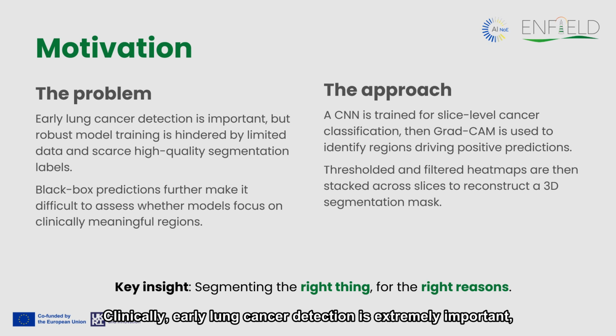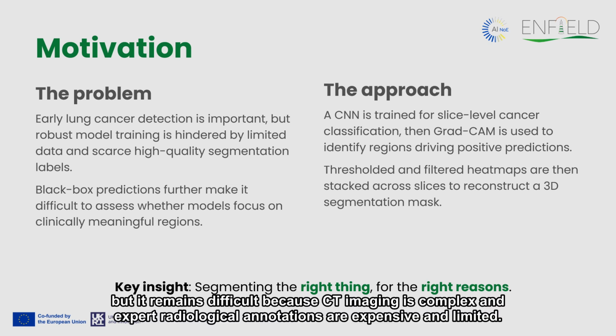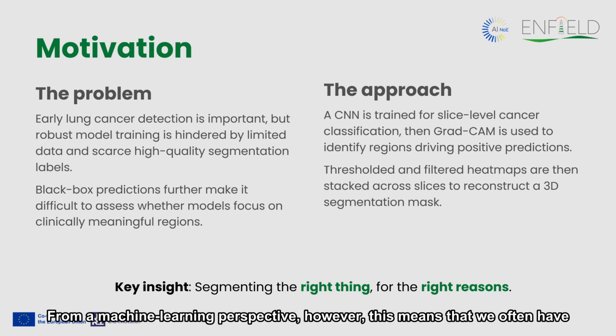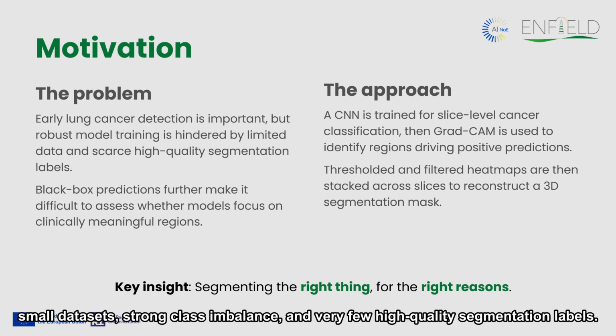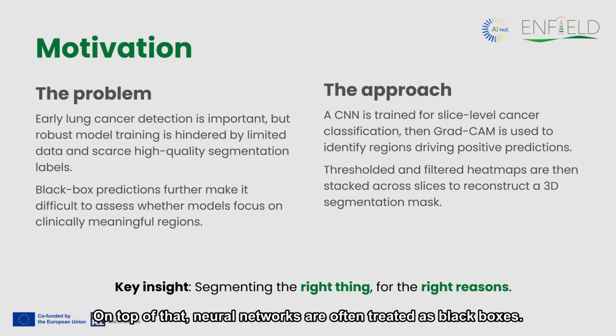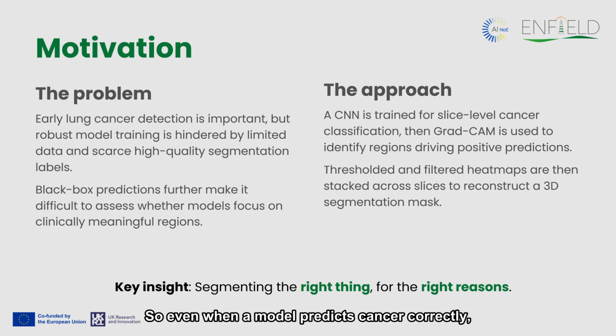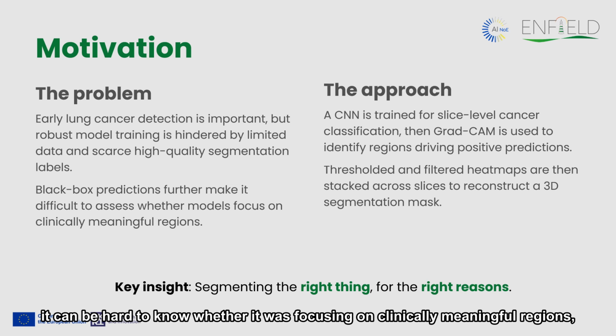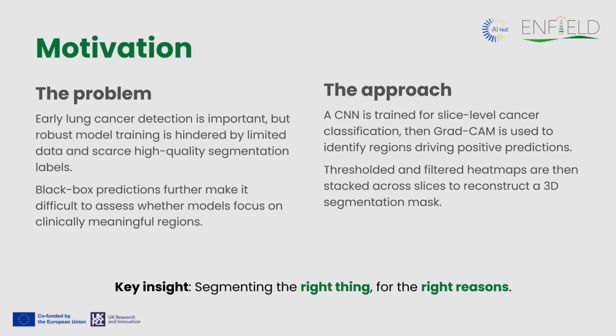Clinically, early lung cancer detection is extremely important, but it remains difficult because CT imaging is complex and expert radiological annotations are expensive and limited. From a machine learning perspective, however, this means that we often have small datasets, strong class imbalance, and very few high-quality segmentation labels. On top of that, neural networks are often treated as black boxes. So even when a model predicts cancer correctly, it can be hard to know whether it was focusing on clinically meaningful regions or just on spurious imaging patterns.